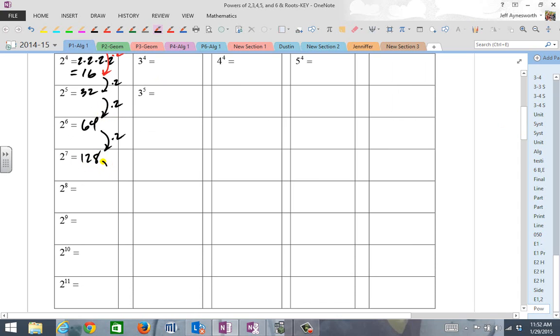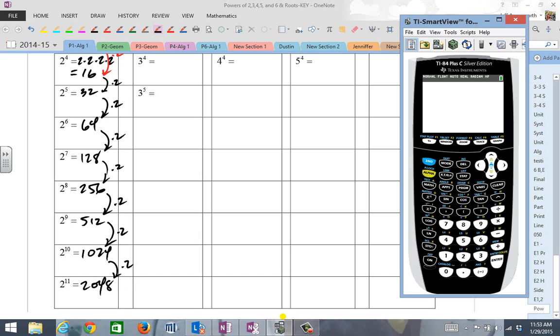If you double 128, well, 2 times 100 is 200, and 2 times 28 is 56, so 256. And double that, times 2 again. Double 200, you get 400, or double 250, you get 500. Double 6, you get 12, so it's 512. Double 512: 2 times 500 is 1,000, and 2 times 12 is 24, so it's 1,024. Again, times 2. You double 1,000, you get 2,000. You double 24, you get 48, so 2,048. Once again, times 2.